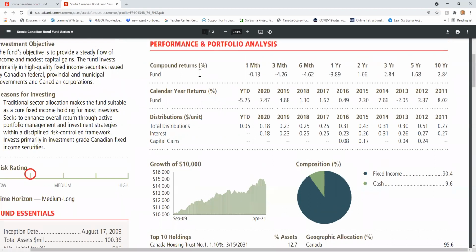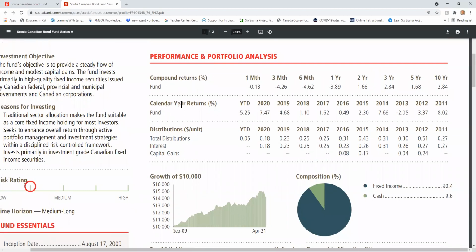So the difference between compound returns and calendar year return: compound return says if you invested in this fund 3 years ago, your money would now be up 2.84%. If you invested 5 years ago, this is how much it would have gone up. And the calendar year returns show us each year. It means from January 1 of 2016 to December 31st, if you sold your mutual fund, you would have got this amount, 0.49%.